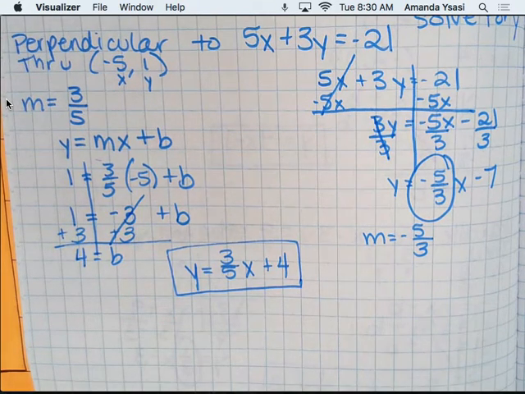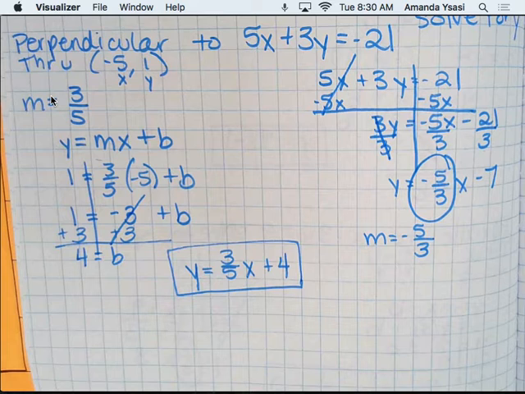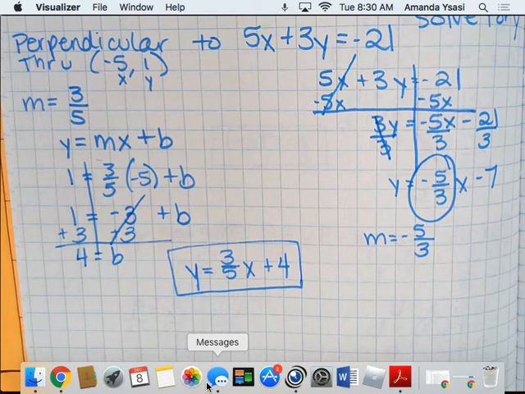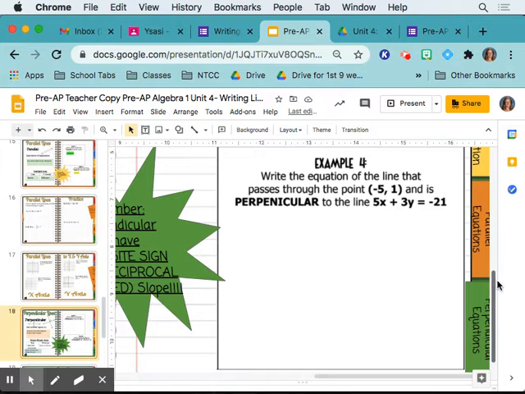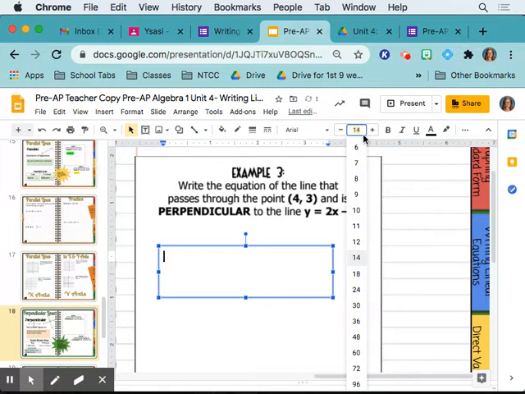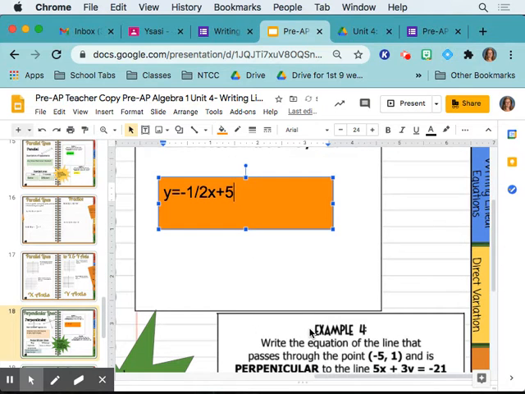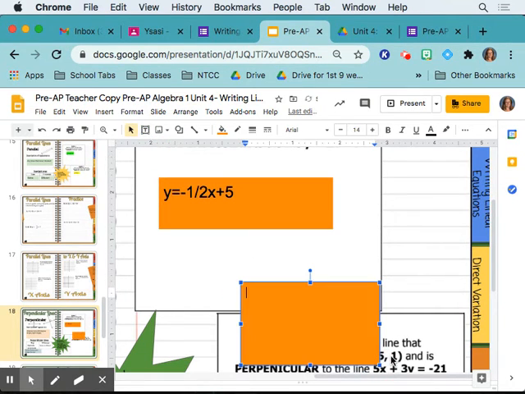You can check it in your calculator. Let's see. I forgot to type it in here, so I'm going to type both of them in. y equals negative 1 over 2 x plus 5. And then the other one is y equals 3 over 5 x plus 4.